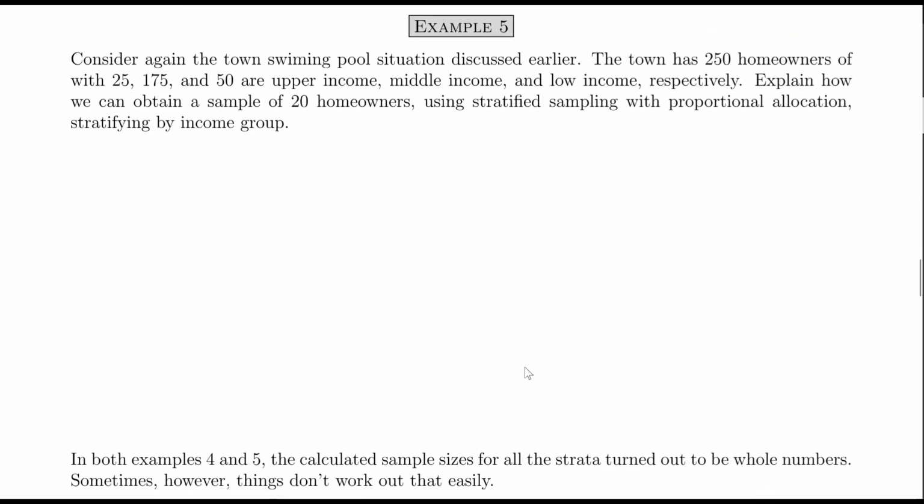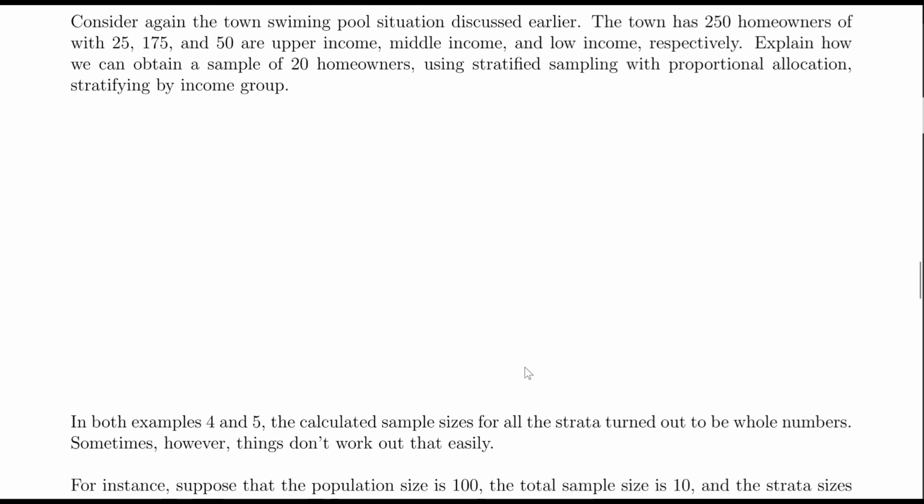All right, so our last example, it was mentioned earlier that we had a town that was wanting to put in a swimming pool. So the town has 250 homeowners with 25 people, 175 and 50, and those are our strata. 25 people are in the upper income category. The 175 people are in the middle income category, and the 50 people are low income. So now we can get a sample of 20 homeowners using stratified sampling to come up with the group that we want to survey to find out whether or not these people want to put in a pool.